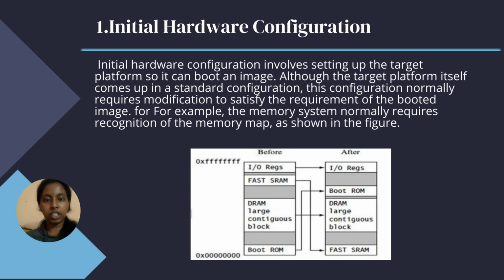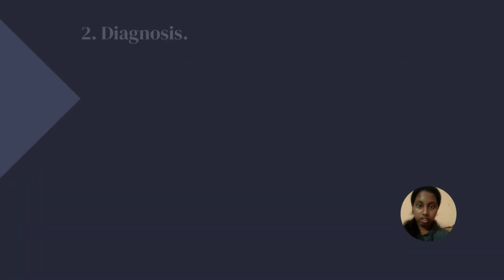These modifications can include several features including memory configuration, device initialization, interrupt handling, and clock configuration. By modifying the target platform's standard configuration to match the requirements of the booted image, the hardware is prepared to provide the necessary resources, interfaces, and functionality for the successful execution of the image.